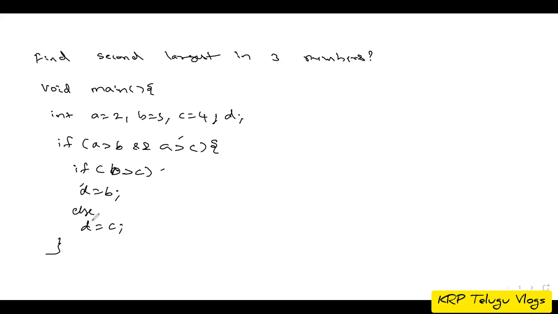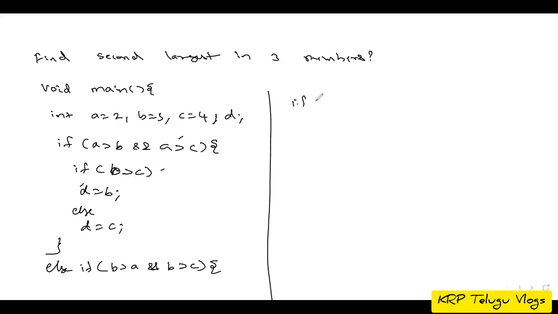Yes, sir. So next, else if b is greater than a and b is greater than c. If b is the greatest number, then what we have to do? If a is greater than c, then d is equal to a, else d is equal to c. Clear? Yes, sir. Is it clear? Okay.